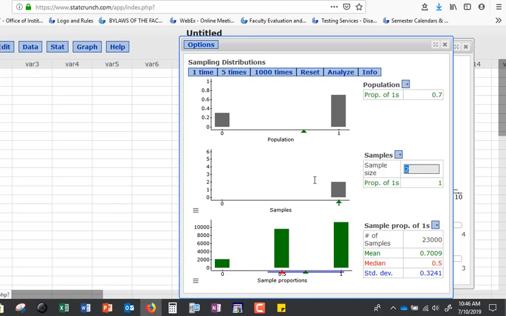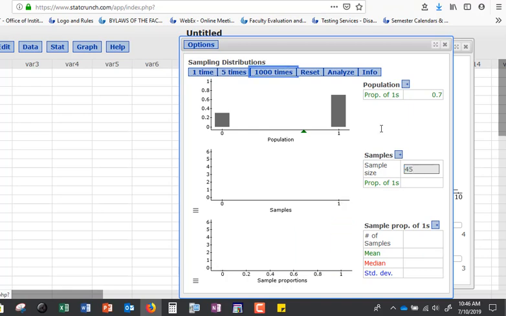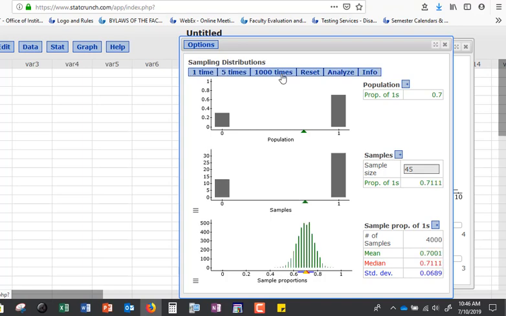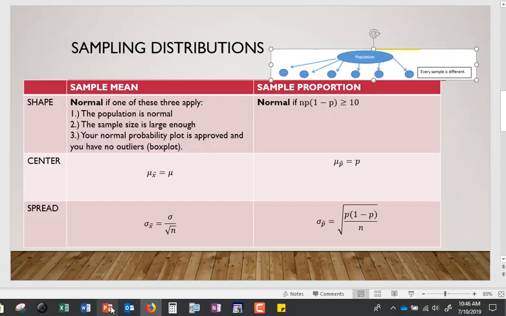But as you can see, that final distribution doesn't quite look nice. So what if we create a larger sample size? Now what does it look like? It looks approximately normal. So this will take us into the formulas that we're looking at.